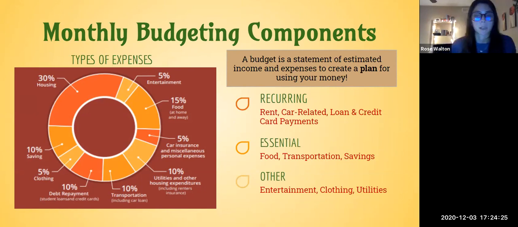So this is your food, any transportation, and of course savings. I would definitely consider that an essential because future you is a priority as well. And then any other expenses, your entertainment, that's your Netflix, your Hulu, anything that's a subscription. Clothing, of course, if you want to keep up with the latest trends.